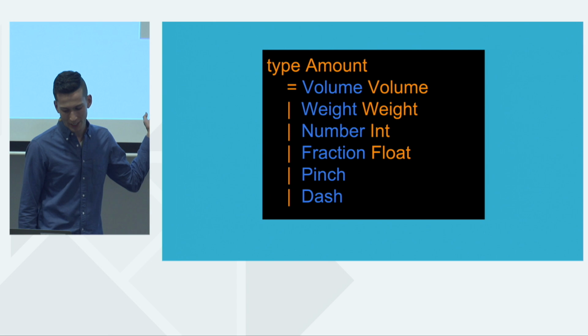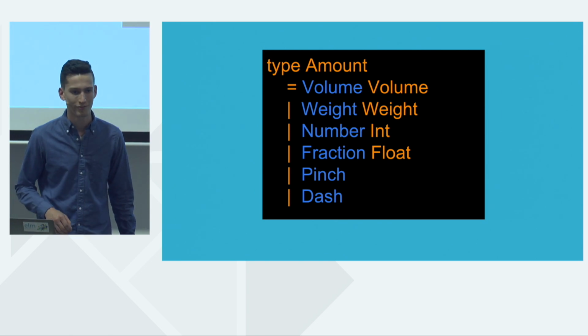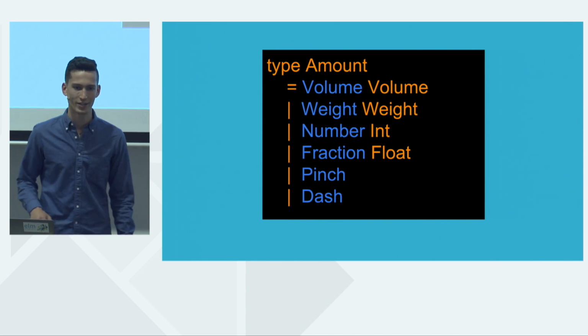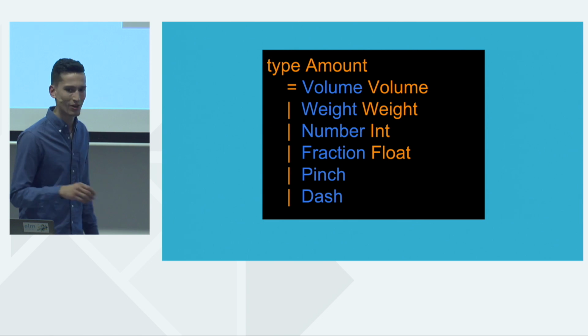And just by looking at the type signature, you know a lot more about what this data represents and how to extract the relevant information that you want from it. The words pinch and dash actually mean something to chefs. They're not just there for an added bit of zest. Zest probably also means something.